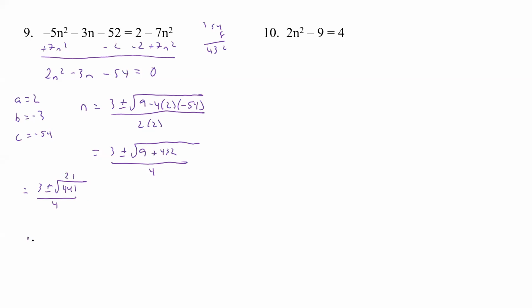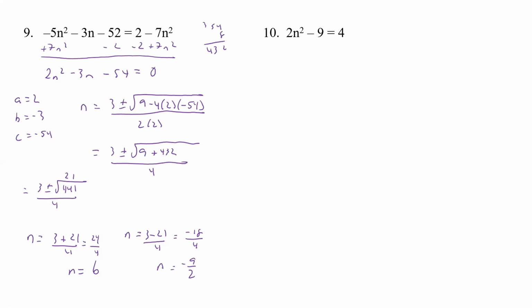And remember, the square root was 21. And so we'll have n is equal to 3 plus 21 over 4, and n equals 3 minus 21 over 4. And 21 plus 3 is 24 over 4, which is equal to 6. And 3 minus 21 is going to give us minus 18 over 4, which is minus, well, let's put it down here, minus 9 over 2. Okay. And so those would be my two different values for n, 6 and the negative 9 halves.